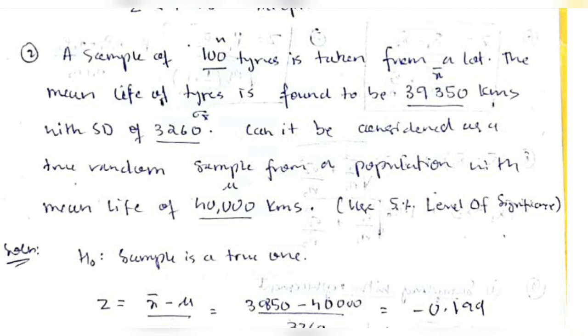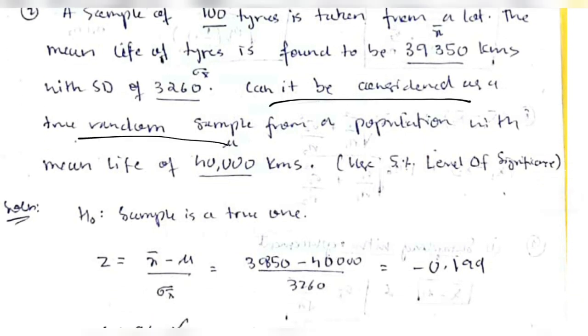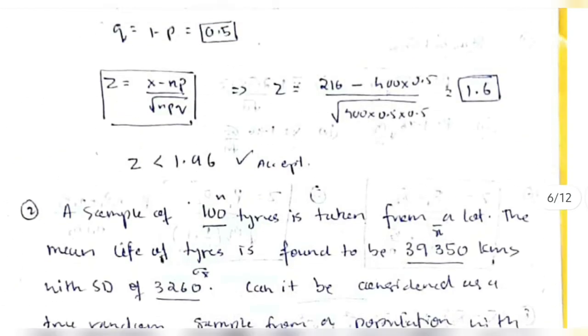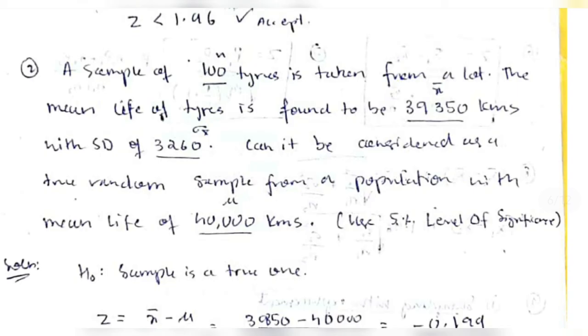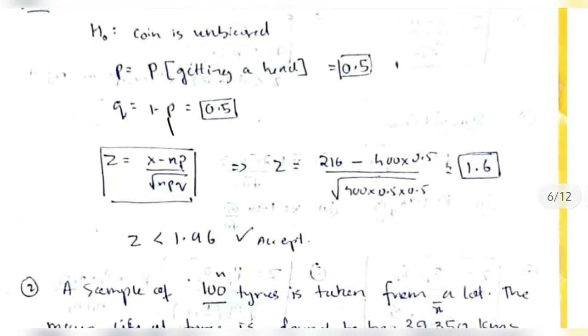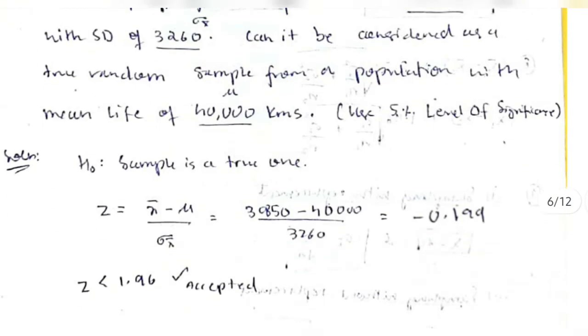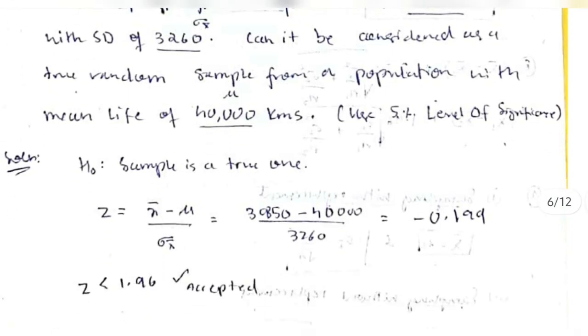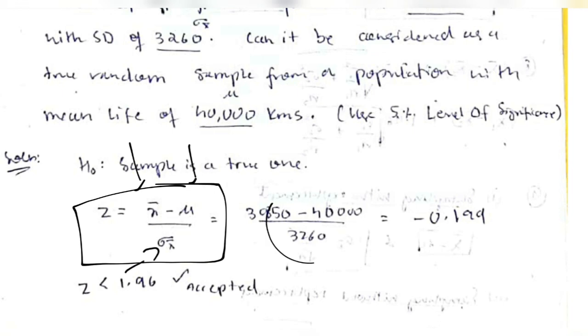First we will be writing the hypothesis, which is that the sample is a true one, and then we will be writing the formula z is equal to x bar minus nu by sigma x bar. Here they have not given the success rate and the failure rate, so in this case we can't use this formula because we don't know what p and q are. Instead, what is given to us is x bar, sigma x bar, and nu. When these three things are given, we can go with this formula. Substitute the three values in this equation and we will get minus 0.199.